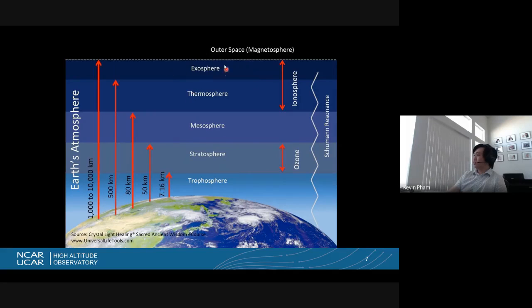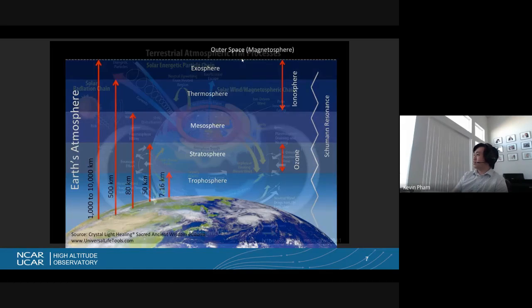Exosphere modeling is pretty difficult, so as far as what I'm discussing today, it's mostly the thermosphere, ionosphere, and the magnetosphere. In the future, we'll consider the importance of the lower atmosphere. However, right now we're just considering the thermosphere, ionosphere, and magnetosphere coupling.